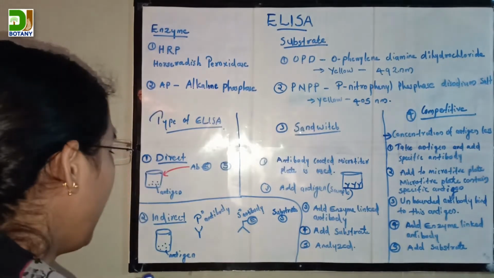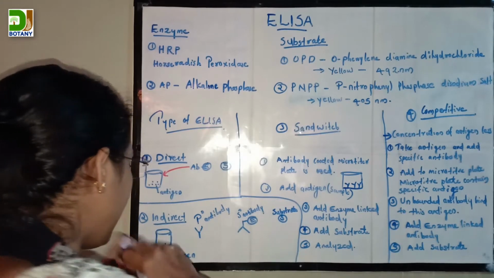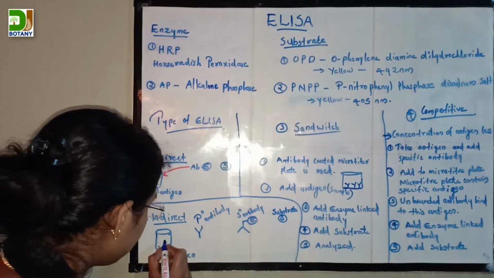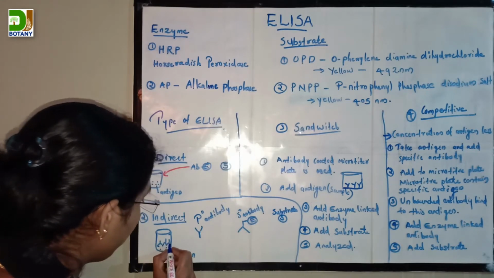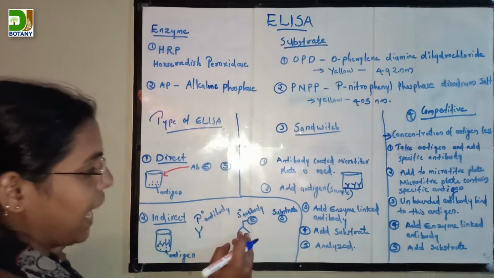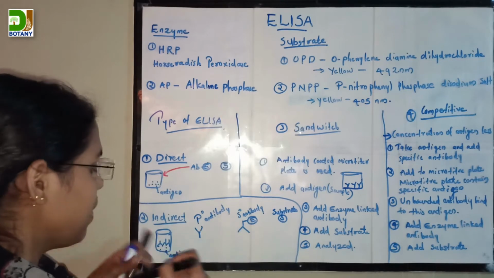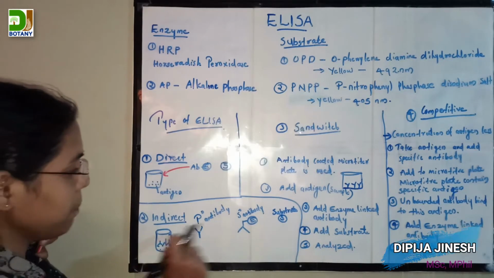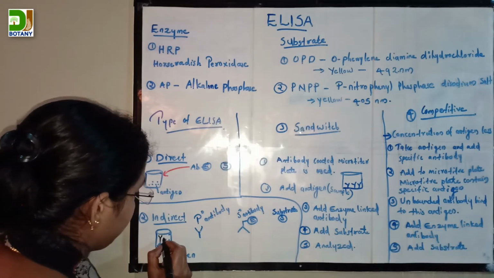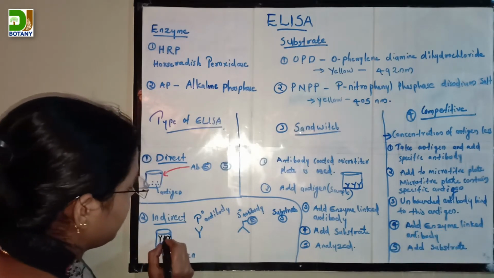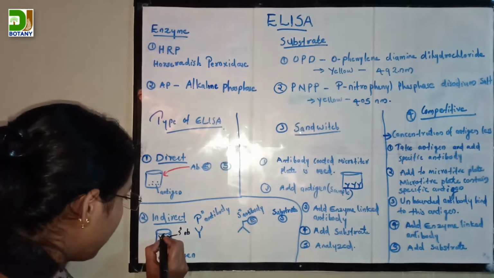So first we add the primary antibody. The primary antibody first forms an antigen-antibody complex. Then next we add a secondary antibody. It is an enzyme-linked antibody, so it reacts with the primary antibody. So it's the secondary antibody, the enzyme-linked antibody.